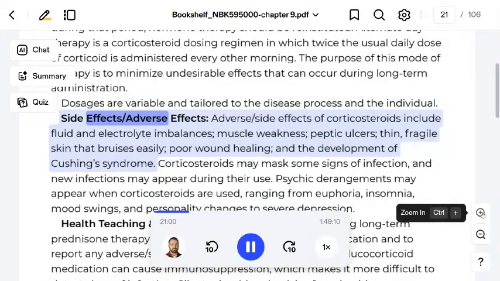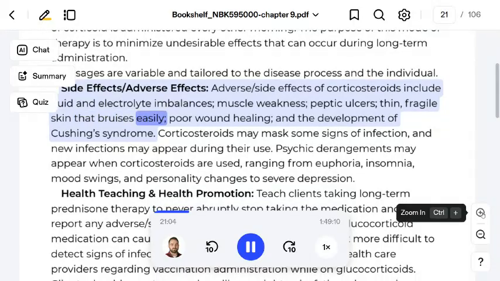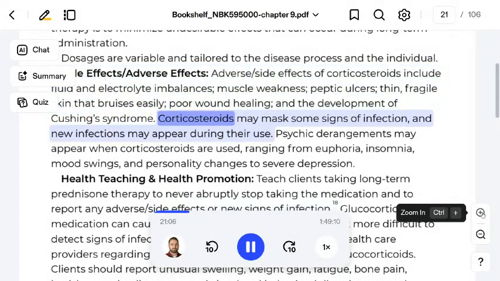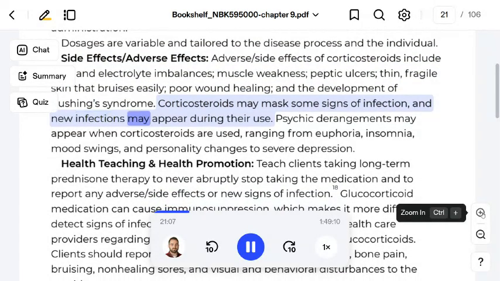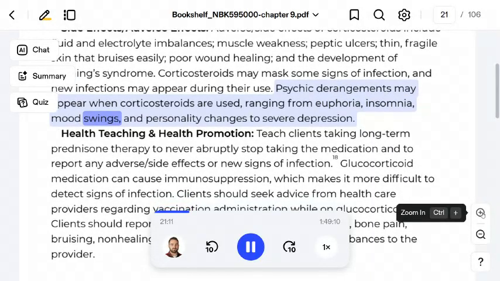Side effects, adverse effects. Adverse side effects of corticosteroids include fluid and electrolyte imbalances, muscle weakness, peptic ulcers, thin, fragile skin that bruises easily, poor wound healing, and the development of Cushing's syndrome. Corticosteroids may mask some signs of infection, and new infections may appear during their use. Psychic derangements may appear when corticosteroids are used, ranging from euphoria, insomnia, mood swings, and personality changes to severe depression.